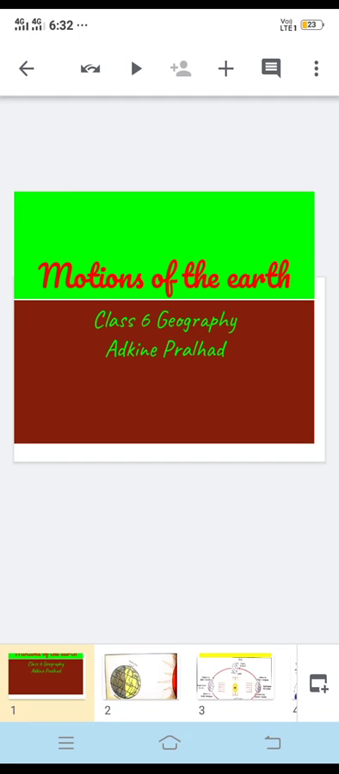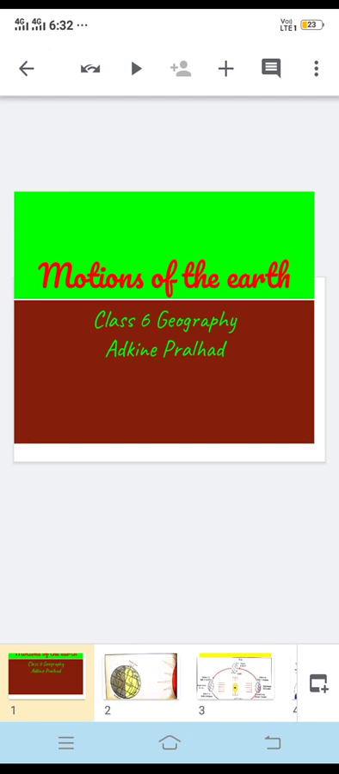Today our discussion lesson is geography lesson number 3, motions of the earth. Here we have the concepts like rotation, then revolution, then what is a leap year, then summer solstice and winter solstice.